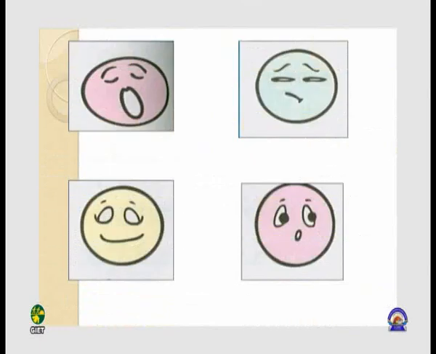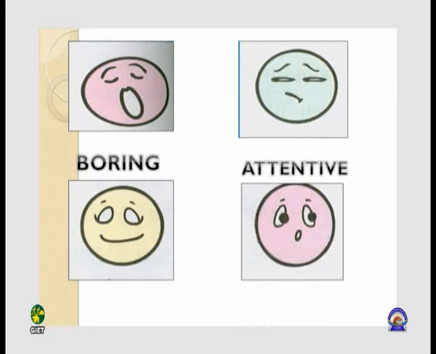Student, look at these smileys. The first one, what do you think? Yes, it is boring. The second one is, yes, you are right, attentive, very nice.